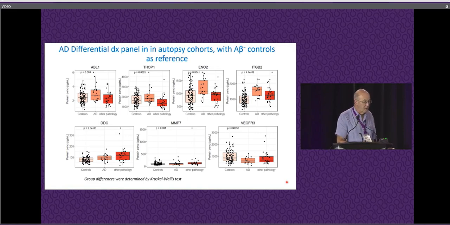Again, if we throw in the amyloid negative controls as a reference, this gives a picture of what seems to go up in AD, what seems to not go up much in other pathologies. So ENO2, for example, is overlapping a lot with normals. ITGB2 seems to be somewhat more influenced by AD than by non-AD pathologies.